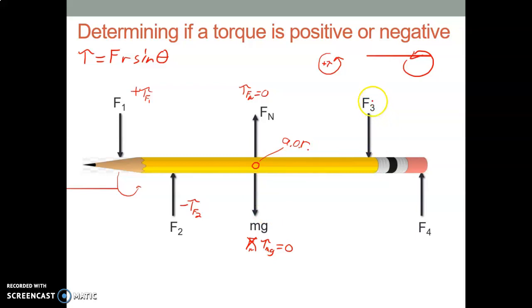And then we have F3. This is a downward force, just like F1 was a downward force. But look what happens if you hold the pencil right here in the center and you push down. That's going to cause it to go this way and rotate like that, and that is the negative direction. So the torque due to F3 is a negative value. And then the torque due to F4, if you're pushing here, that's going to cause a positive rotation or a positive torque.